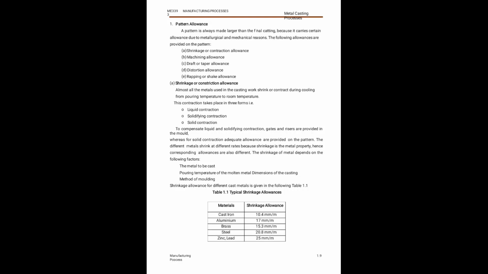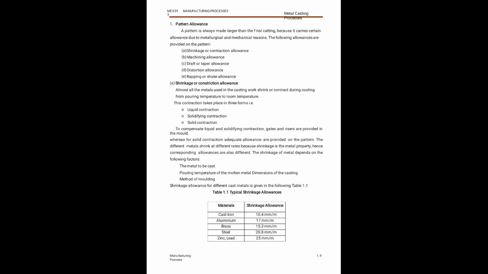Welcome students. Now we are discussing ME 3393 Manufacturing Process: pattern allowance and types of pattern. A pattern is always made larger than the final casting because it contains allowances for metallurgical and mechanical reasons. The following allowances are provided under pattern: shrinkage or contraction allowance, machining allowance, draft or taper allowance, distortion allowance, and rapping and shaking allowance.